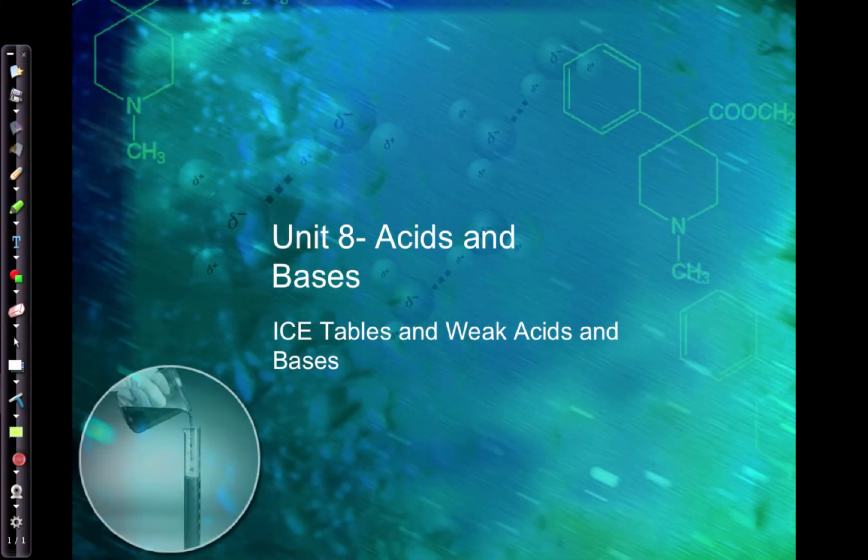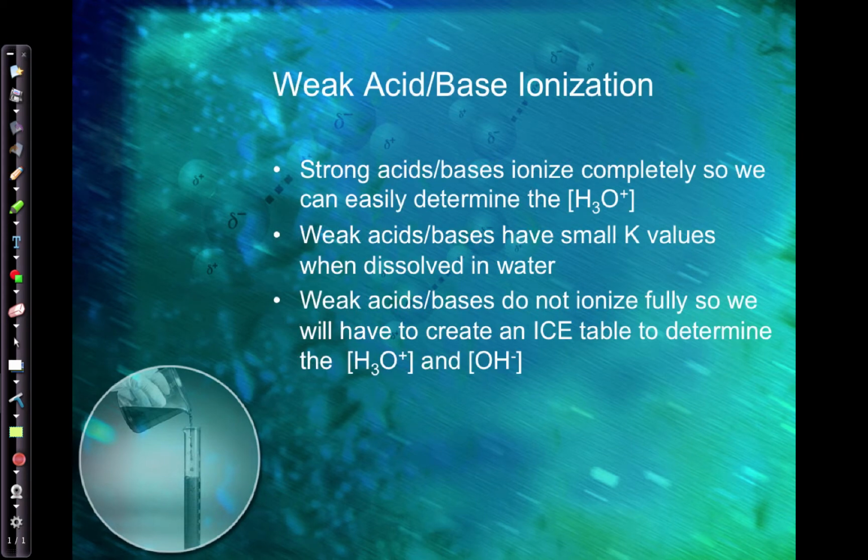Alright, so in this video I'm going to go over how to solve equilibrium problems with weak acids and weak bases. So when you have a strong acid or strong base, it ionizes completely. So that means if I have the concentration of the acid, I have the concentration of the hydronium, I have the concentration of the hydroxide. I don't need to do an ICE table because I know if I start off with 0.5 moles per liter of HCl, I am going to make 0.5 moles per liter of hydronium.